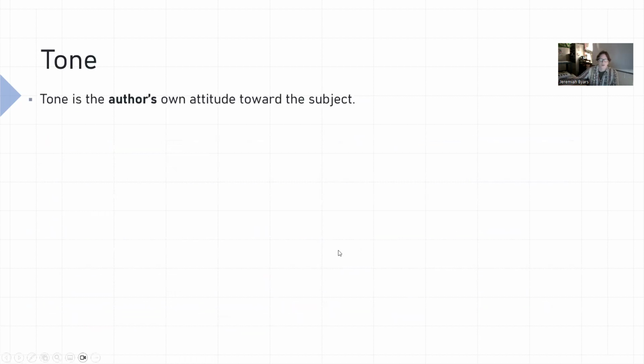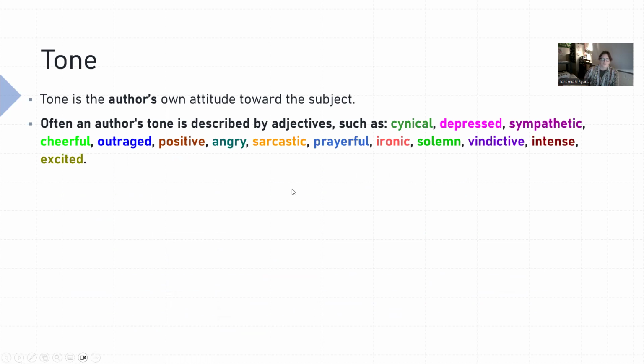Tone. Tone is the author's own attitude toward the subject matter. Often an author's tone is described by adjectives such as cynical, depressed, sympathetic. Sometimes it's ironic or sarcastic or excited or intense or outraged. Tone is the way in which movie directors will direct their films with a certain tone to convey their beliefs on the subject matter as well. They'll make some things seem more sympathetic, while they'll make other actions seem more critical or horrific. And that reveals a lot of their own attitudes towards the subject.